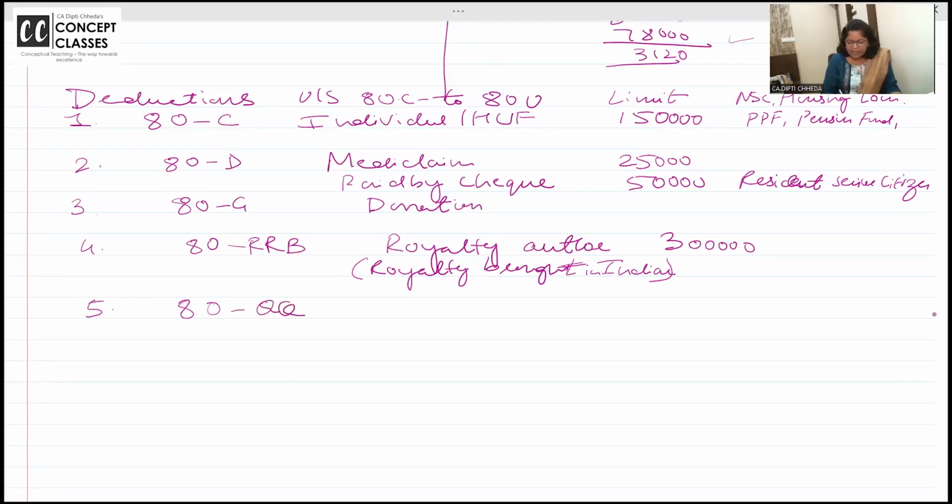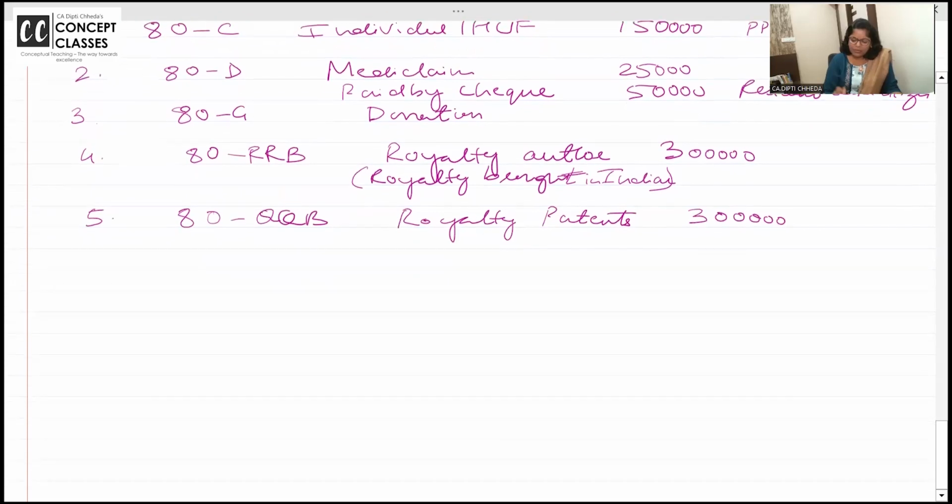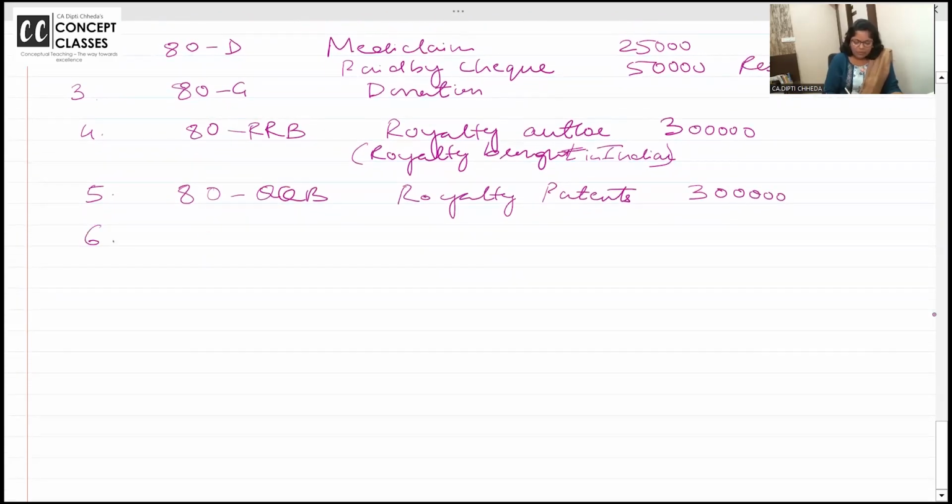80RRB, 80QQB is for other royalty other than books. When you get royalty from patents and all, there also the deduction is 3 lakh or whatever you bring to India, whichever is lower.